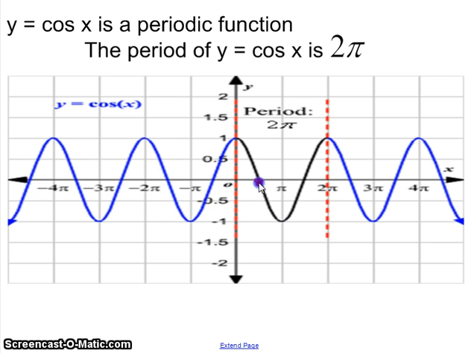Pi over 2. What's this one? Halfway between pi and 2 pi, 3 pi over 2. So pi over 2, 3 pi over 2, what's next? 5 pi over 2, 7 pi over 2, 9 pi over 2. To the left, I've got negative pi over 2, negative 3 pi over 2, negative 5 pi over 2, negative 7 pi over 2, negative 9 pi over 2.